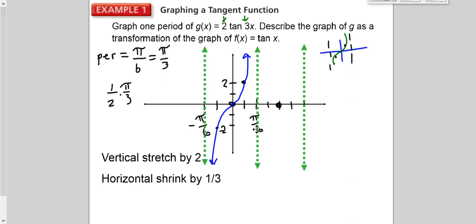Every 2 marks was pi over 6, so that's 1/6, 2/6, 3/6. So 3 pi over 6 would be pi over 2. And then make your dots over 1, up 2 from here, back 1, down 2, and draw your curve. Remember, tangents go up to the right. And there's our first tangent graph. There's example 1.